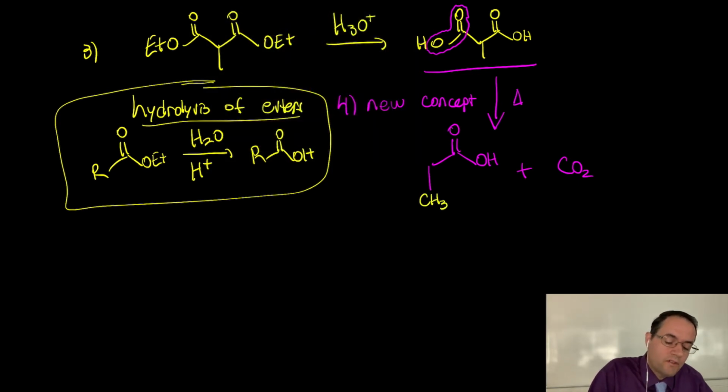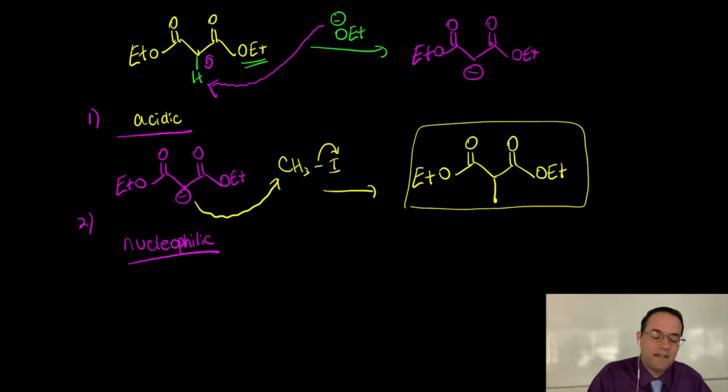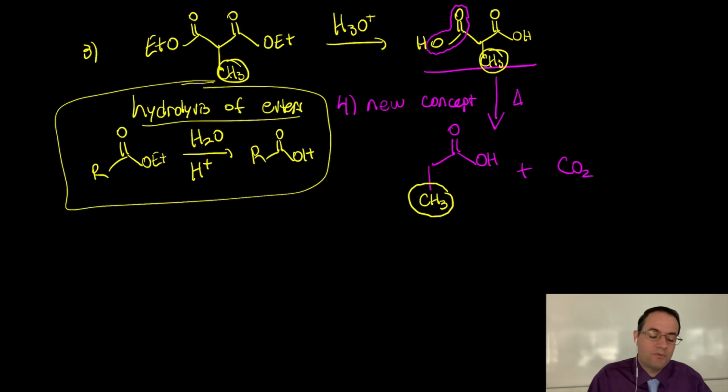This group right here came from the methyl iodide back in step 2. That's where the methyl group comes from. The methyl group eventually comes into this position here. The carboxylic acid comes from the starting diethyl malonate.